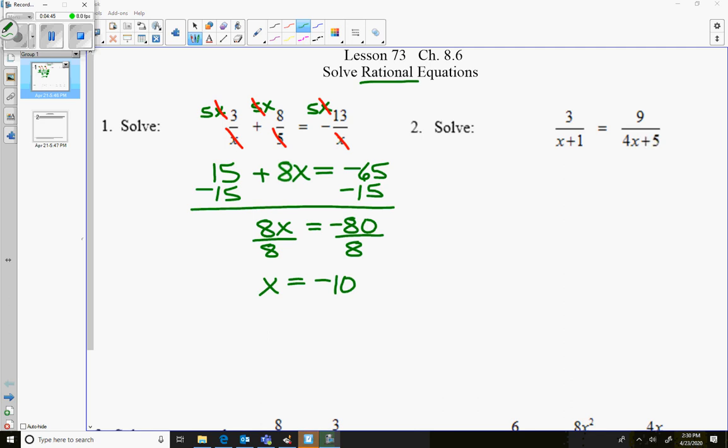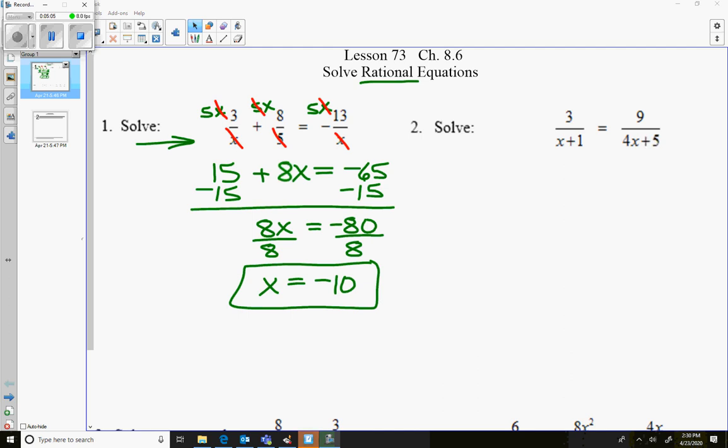Maybe. We have to make sure it is acceptable. Looking back up here at our denominators, again, what was not acceptable was x equals 0. So we did not get that. Then our answer of x equals negative 10 is acceptable.